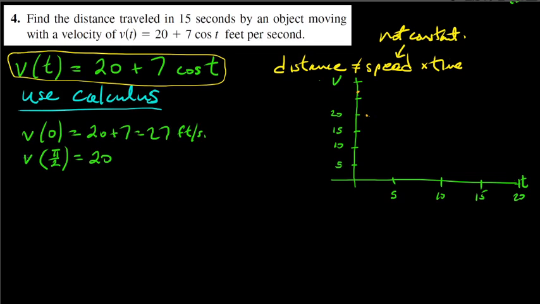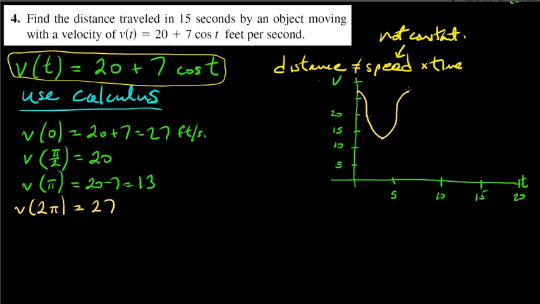And if we plug in pi, which is about 3.14, now we're at 20 minus 7, which is 13, if I can add correctly. So 13 would be right about here. And so on. So when you get back to 2 pi, that's the same as 0, you're back to 27. And 2 pi is a little more than 6, so we're right about here. So here you get your cosine wave. Let me try to make it as neat as possible here.